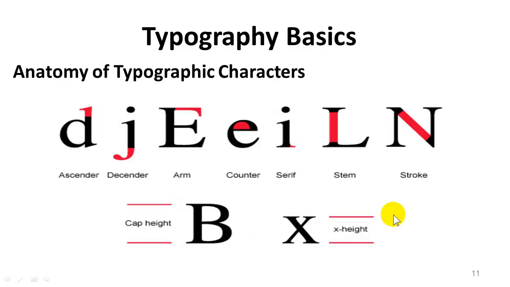Alright, here again, just for your own information, and typography in itself is another area. In every individual letter we have ascenders, descenders, we have these arms, we have what's called a counter, there's our little serifs, we have a stem, we have strokes, we have the height, and we have the X height, or essentially the X height and the cap height.